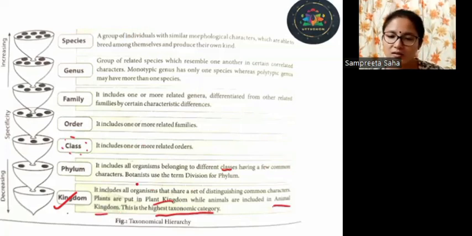And botanists, there is one thing you need to know. Botanists use the word division, not phylum. So for plants, it is division.